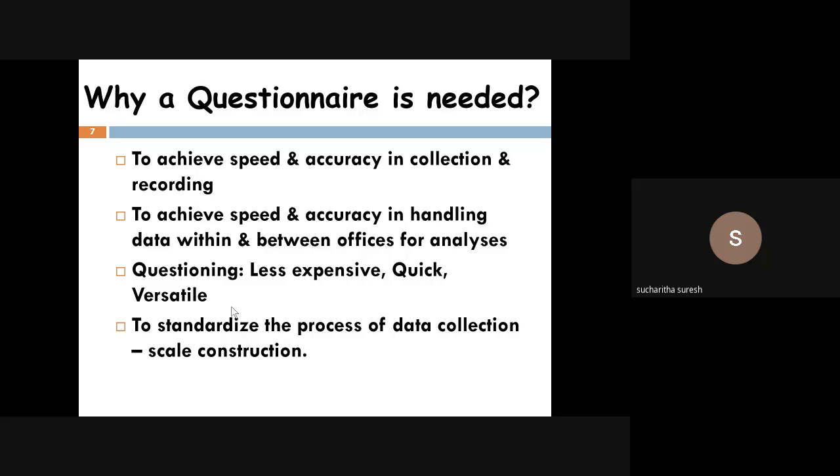Okay. So in one of our recently published papers, we have developed a scale called the spirituality and spiritual care scale. Okay, that scale can be developed. For that also we need a questionnaire.